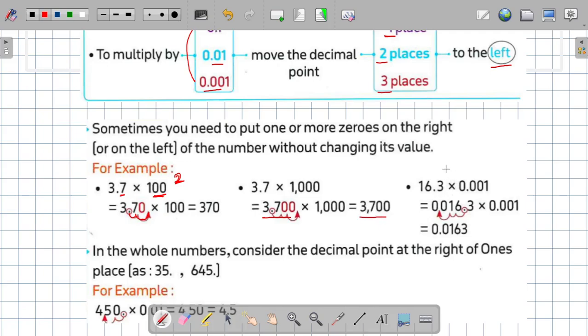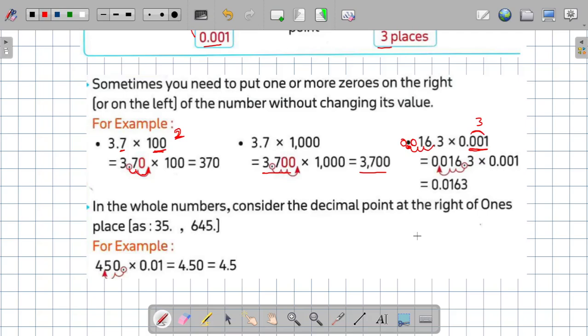Okay, and if I want to multiply by a decimal fraction like this, I want to put zeros like here. I want to move the decimal point three places because I have here three digits. I want to move the decimal point to the left. So 1, 2, 3. So the point will be like here. So the result will be 0.0163. So putting zeros like this does not change the number, but it helps me to get the correct answer.